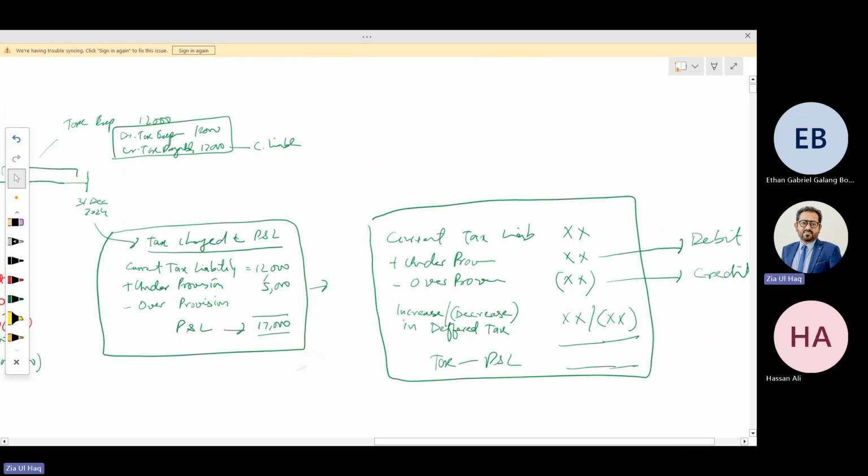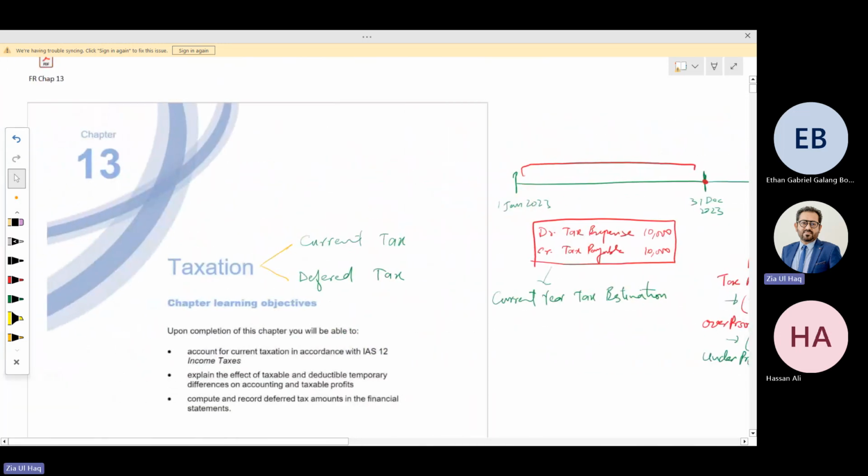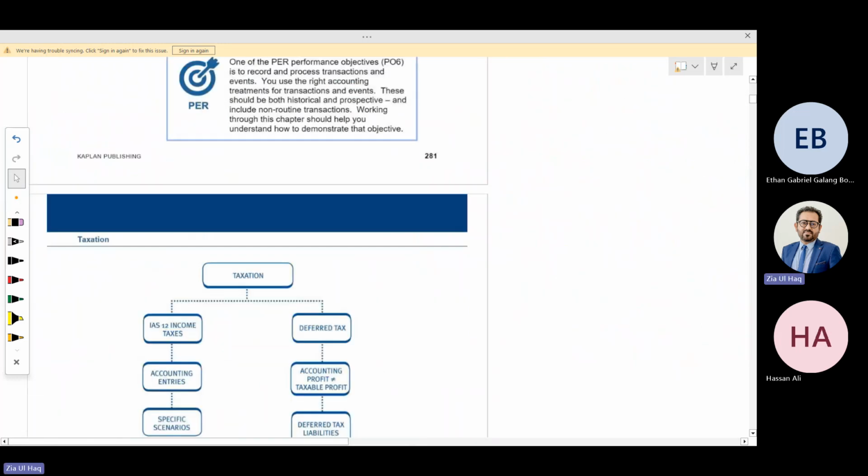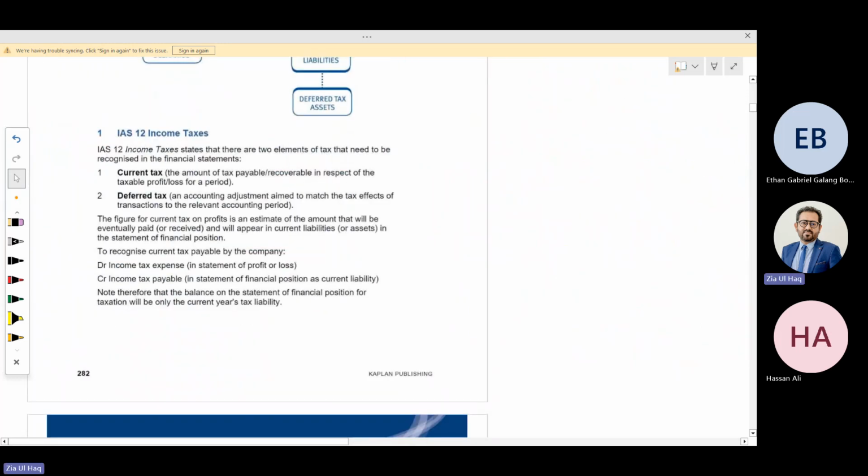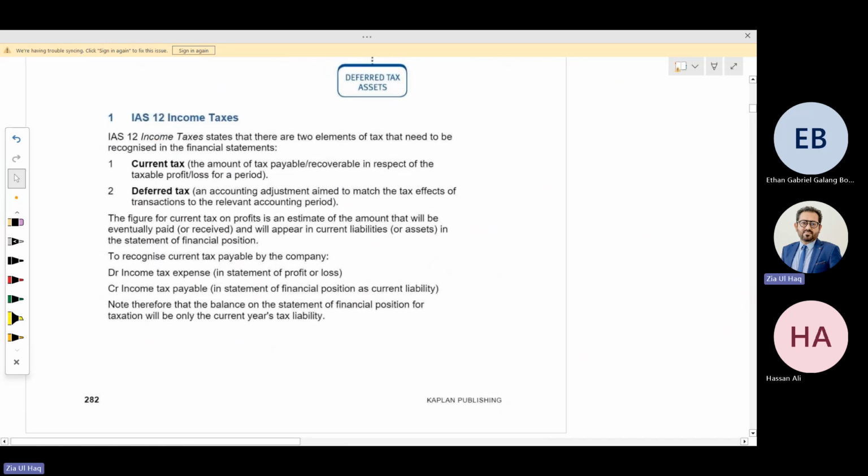Okay, so let's move forward. It's a bit technical chapter, and I'm trying to make it a bit easier. IAS 12 Income Taxes states that there are two elements of tax that need to be recognized in financial statements: current tax and deferred tax.